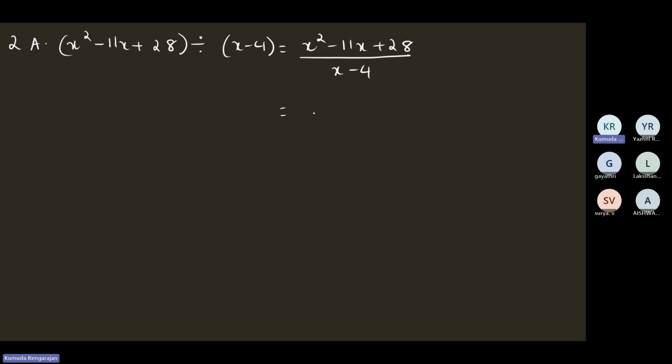So here you'll have to factorize the trinomial by splitting the middle term. The numerator is a trinomial. It has 3 terms. And to factorize a trinomial, you'll have to split the middle term. So the sum is minus 11. The product is 28. And the two numbers are minus 7 and minus 4. Minus 7, minus 4 is minus 11. And when you multiply, minus 7 into minus 4 is plus 28.